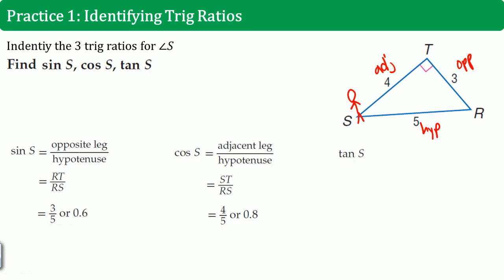Next, you have tan of S. Tan of S, by definition, is opposite divided by adjacent. The opposite leg here is 3. The adjacent leg is 4. So it's 3 over 4, which can be simplified to 0.75. Good. So again, it depends on what you're looking at. Make sure you're able to identify your adjacent, your opposite, and your hypotenuse.